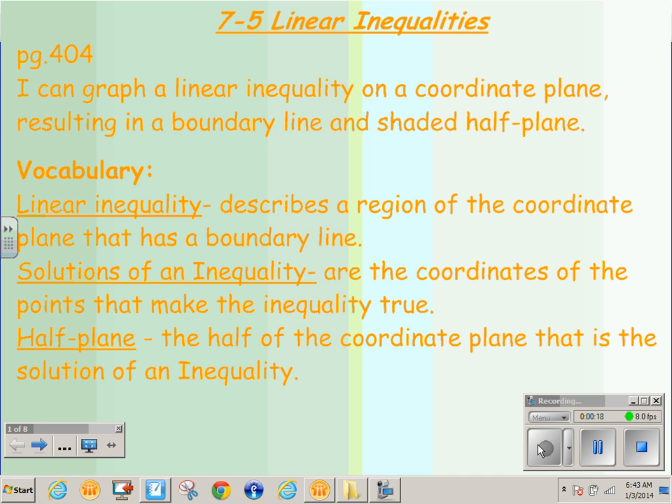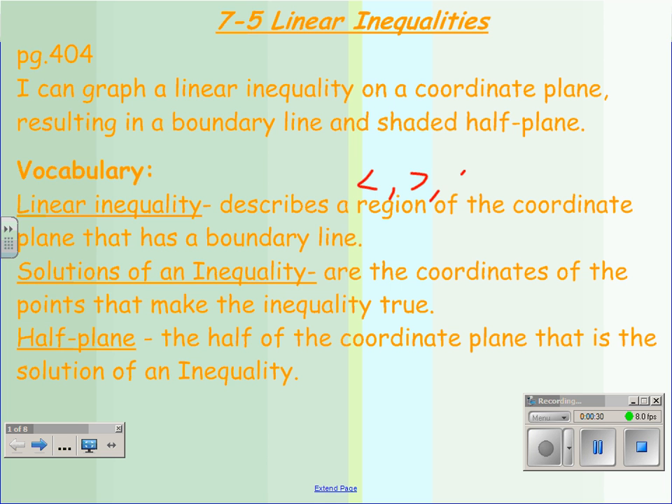For our vocabulary for today, linear inequality just means it describes a region of the coordinate plane that has a boundary line. You know what an inequality is. An inequality is a statement that uses less than, greater than, less than or equal to, or greater than or equal to. In this case, we're talking about not an equation, but an inequality. Solutions of an inequality are the coordinates of the points that make the inequality true. So just like when we're solving an equation, the solution set for an inequality is going to be those points, that ordered pair that makes the statement true.